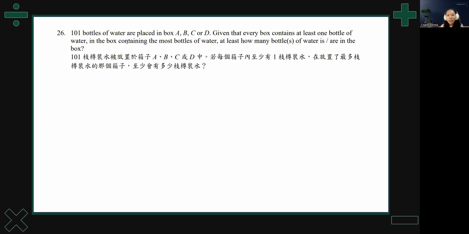If you see "containing the most" and "at least," that's already a clue right there that the process should be as what I will show here. You'll start with our given. You have 101 bottles, and you're going to evenly divide it into 4. 101 divided by 4 is 25, remainder 1.